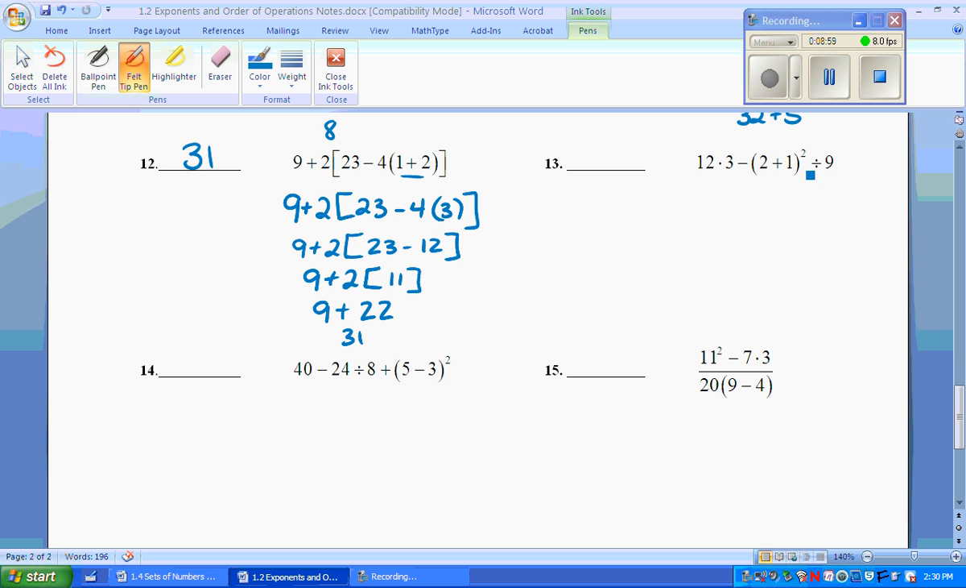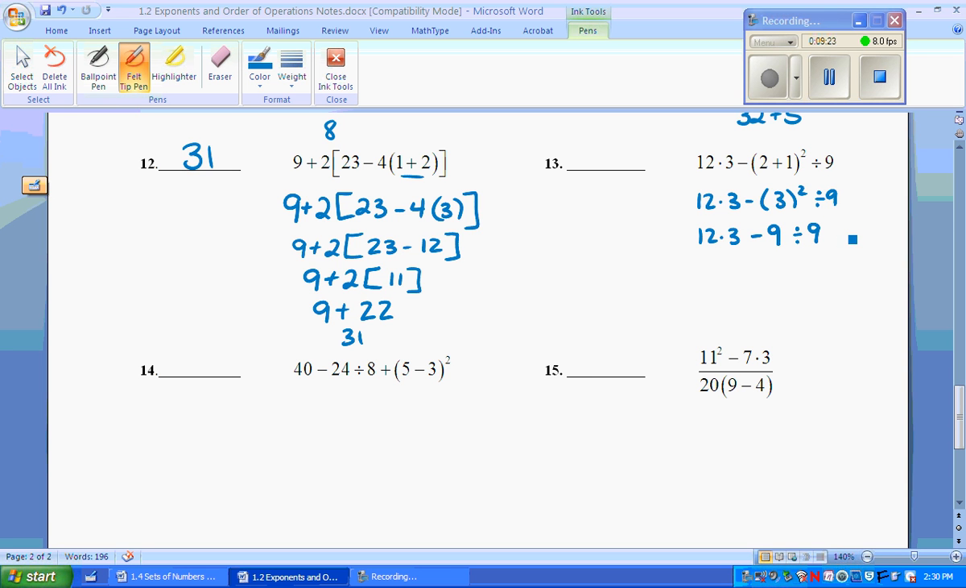13, you have the parentheses. So we'll do 12 times 3 minus, in parentheses, we have 3 squared divided by 9. Done with parentheses. Now we do exponents. We got 12 times 3 minus 3 squared, which is 9 divided by 9.